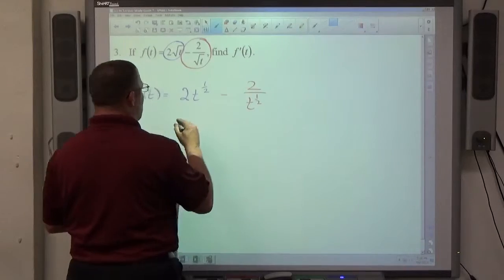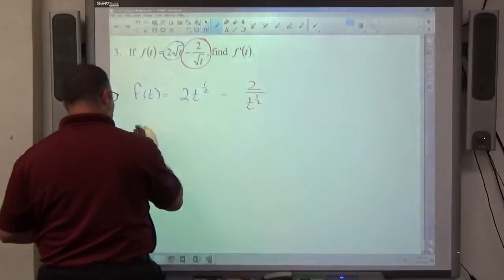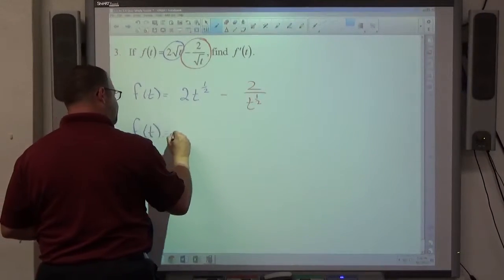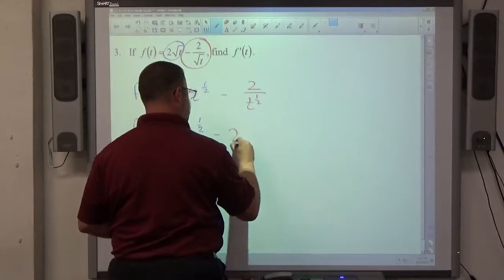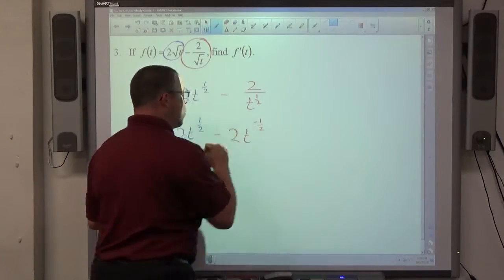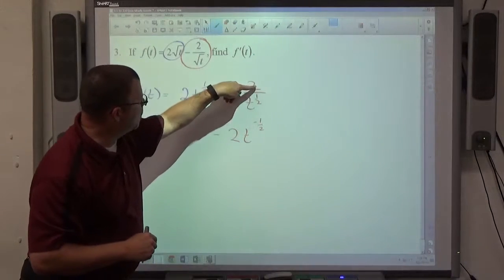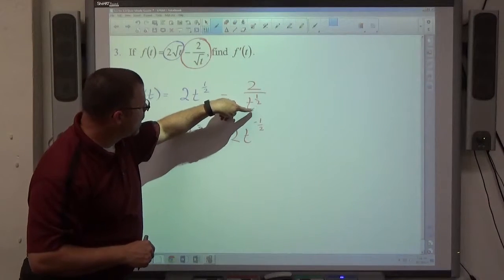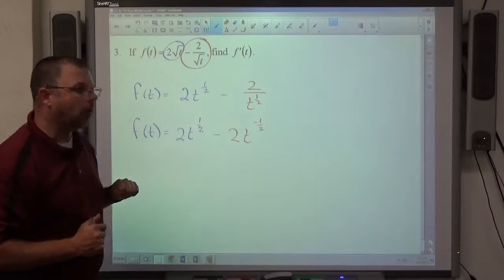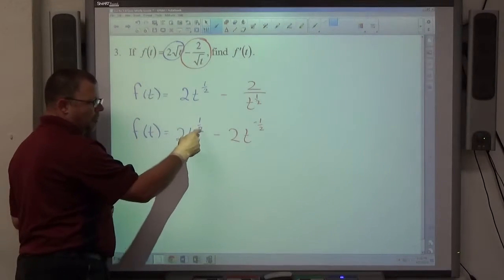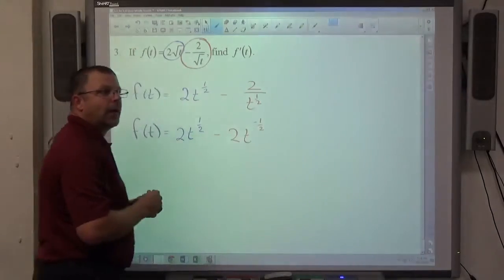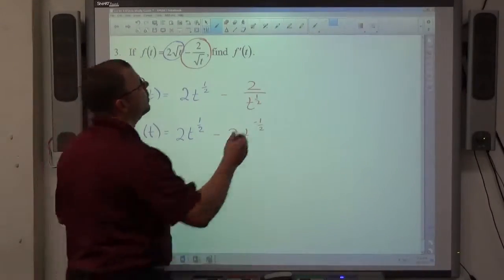But if we remember our laws of exponents from Algebra 1, we know that if I move the t to the 1/2 up, it changes the sign of the power, so I can move it up, it's t to the negative 1/2 power. Now I've got a power structure for each thing. Something times t to a power minus something times t to a power. Now the power rule can be used.